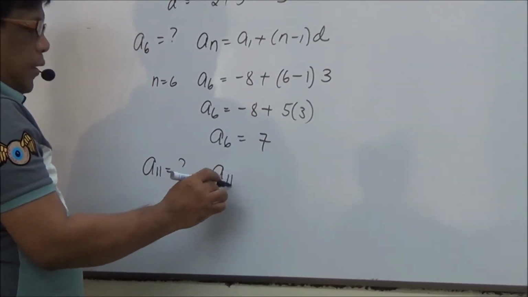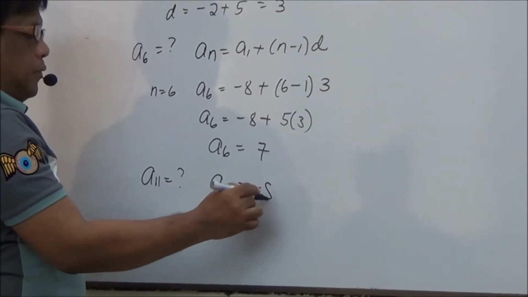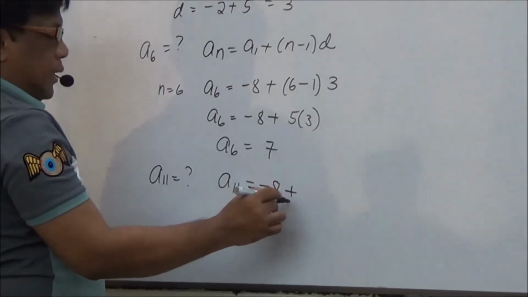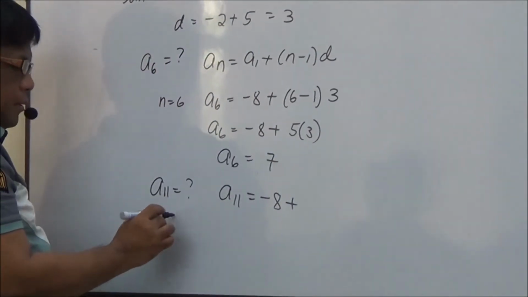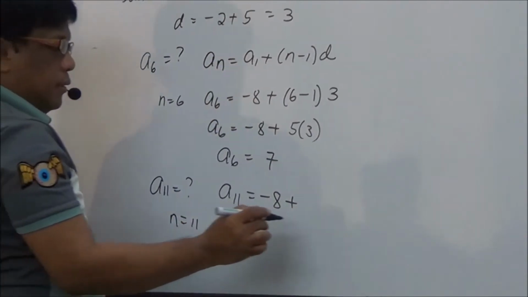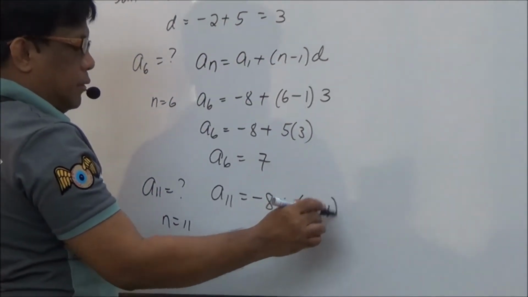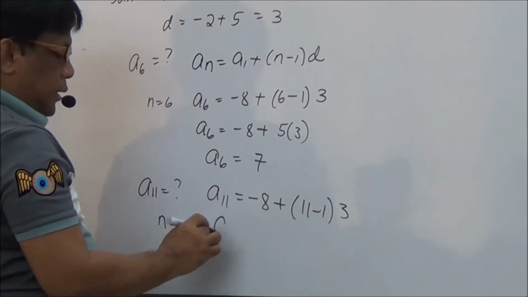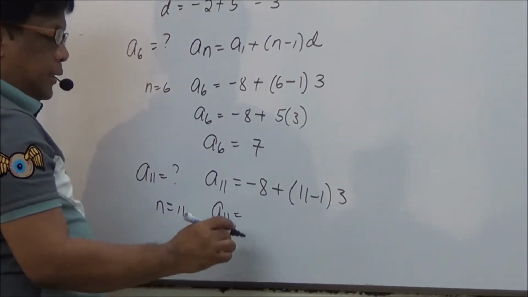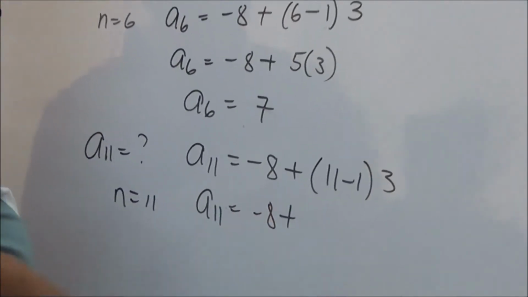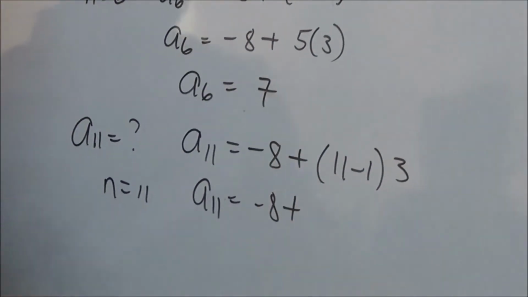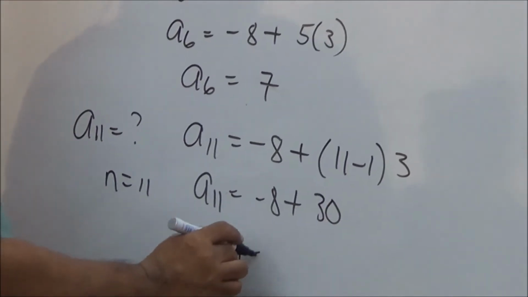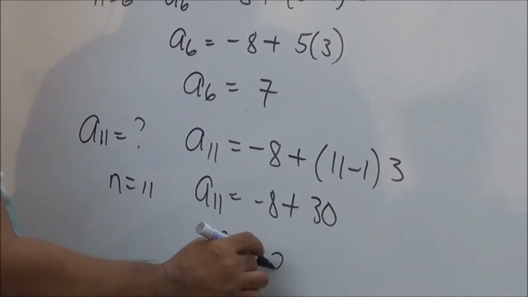So this is now a11 equals a1, we make use of the first term, which is negative 8, then plus n, and here now n is 11. Okay? So that's now 11 minus 1 times d. We have the common difference a while ago, which is 3. So therefore, a11 now is negative 8 plus 11 minus 1, that is 10, times 3, that's 30. So what is now a11? A11 will give you now 22. Okay?